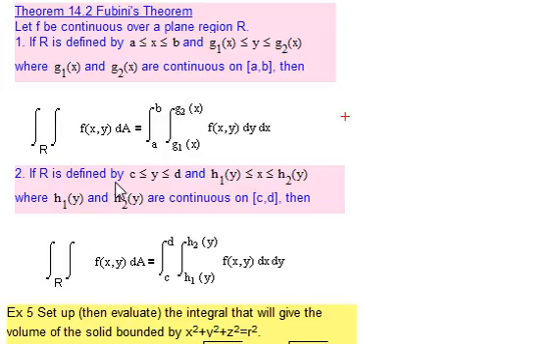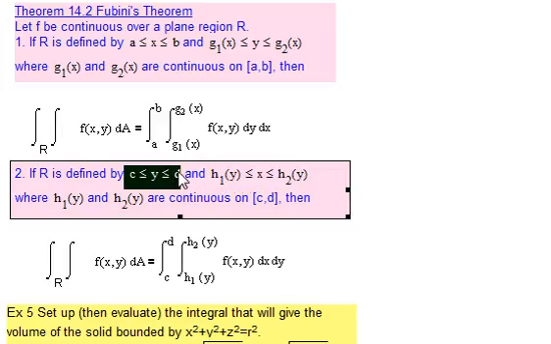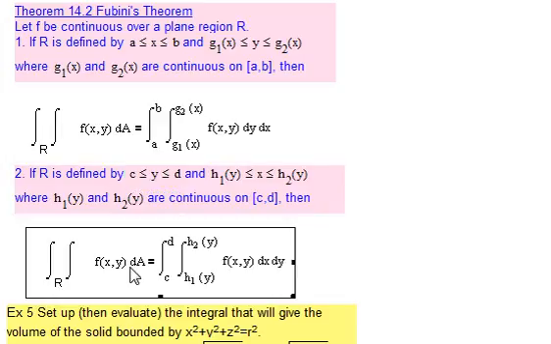But if instead R is defined by this region, y varies between the number c and the number d, and x is between a function h1 of y and another function h2 of y, and those are continuous on this interval from c to d, then our double integral dA, remember I didn't specify an order for that one, but now I'm specifying, integrate with respect to x first, then with respect to y, our function f of x, y, x going from h1 of y to h2 of y, and y going from c to d.